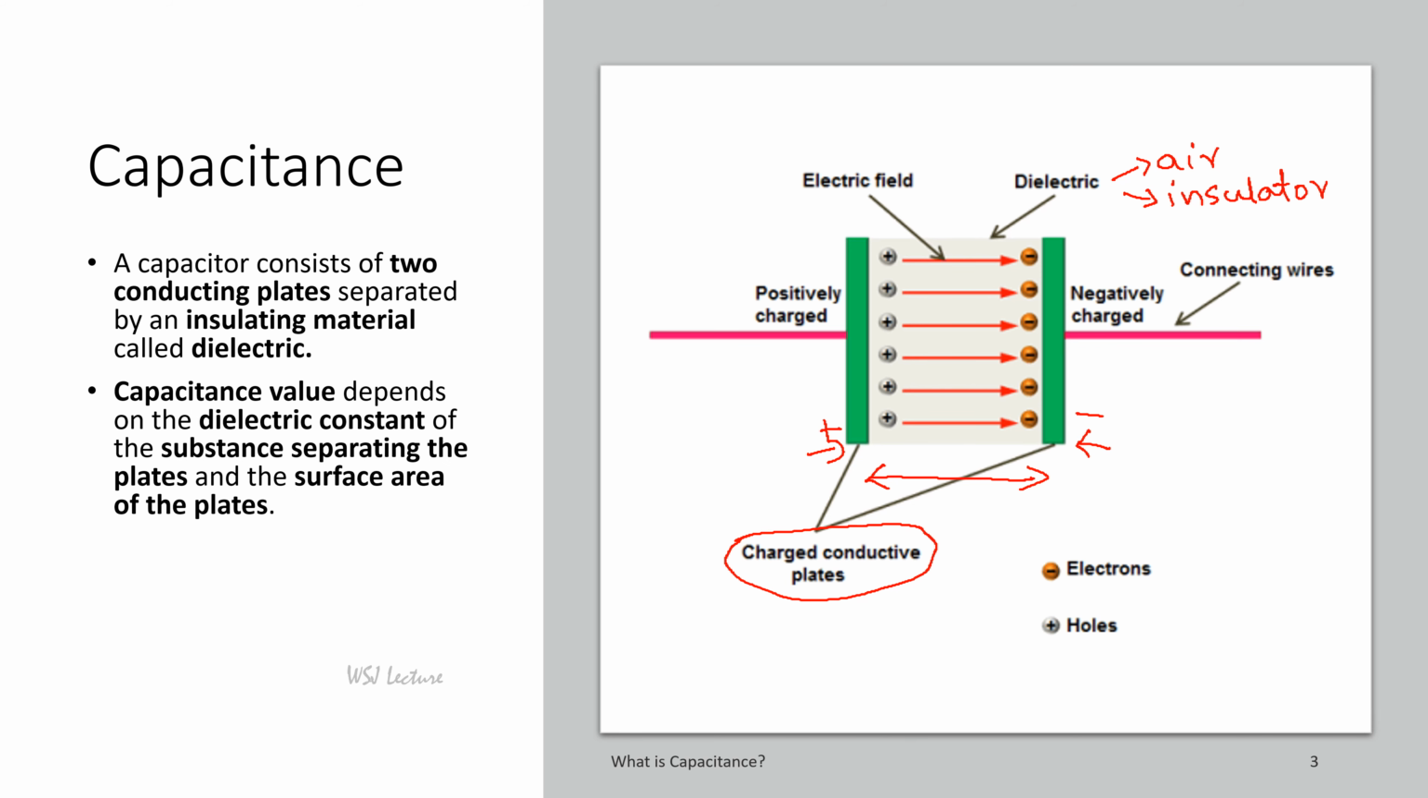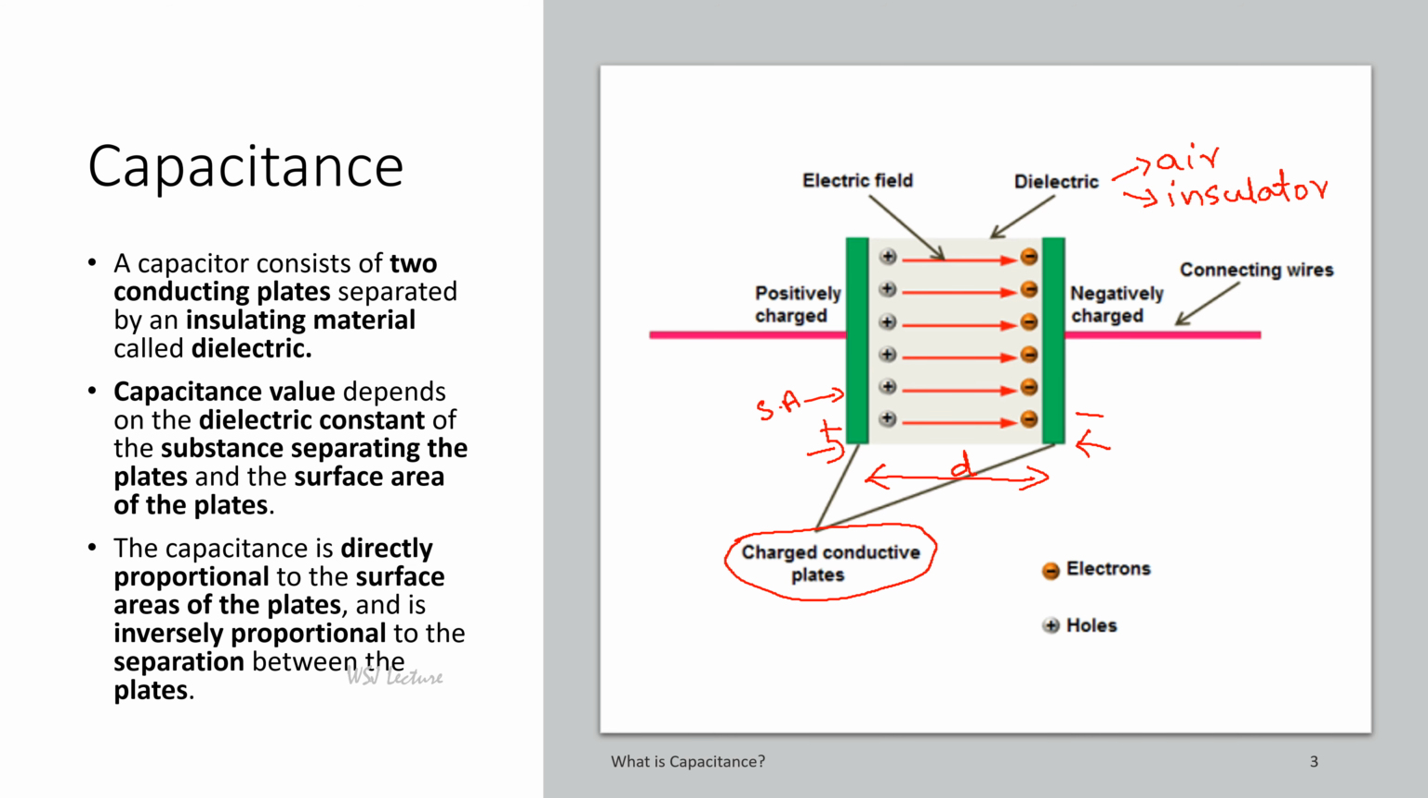The capacitor value depends on the dielectric constant of the substance separating the plates and the surface area of the plates. So the gap between the plates may be denoted by small letter d and the surface area of the plate by S.A. These sizes, that is the surface area of the plate and the gap between the plates, determine the capacitance value. That is, the capacitance is directly proportional to the surface area of the plate and inversely proportional to the separation between the plates.